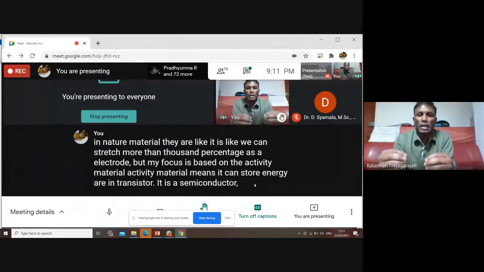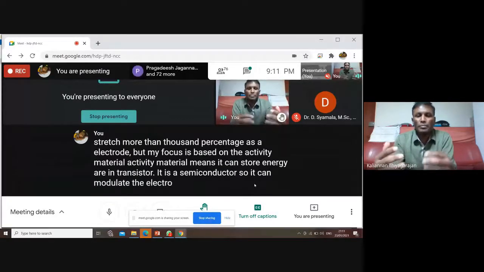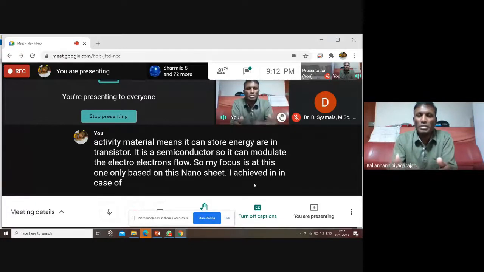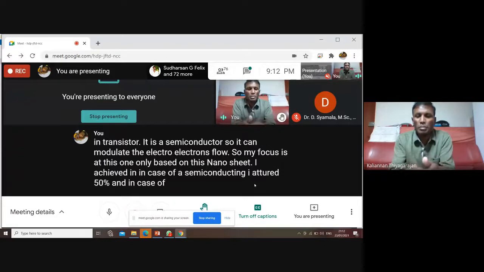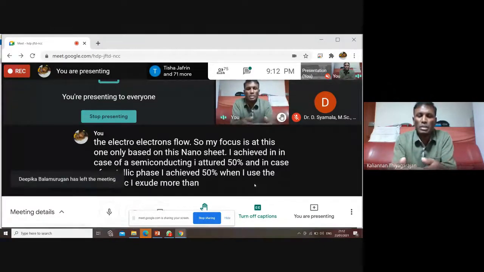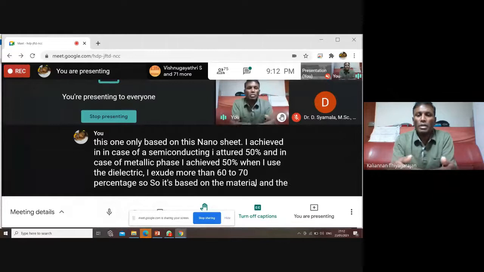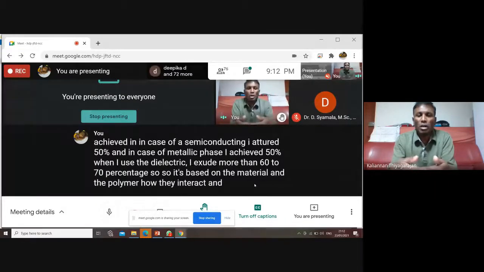So it can modulate the electron flow. My focus is on this one. Based only on this nanosheet, I achieved 50% in the case of the semiconducting phase, and 50% in the case of the metallic phase. When I use the dielectric, I achieved more than 60 to 70%. So it's based on the material and the polymer, how they interact, and how strong they are.